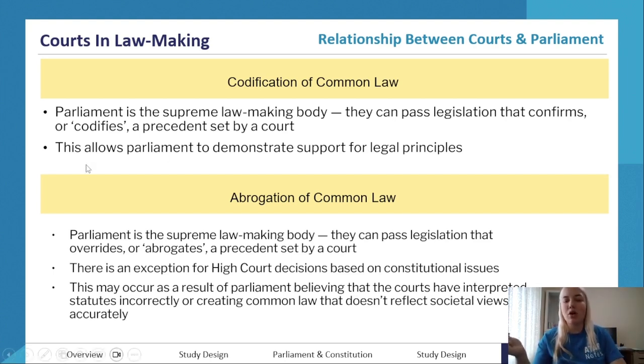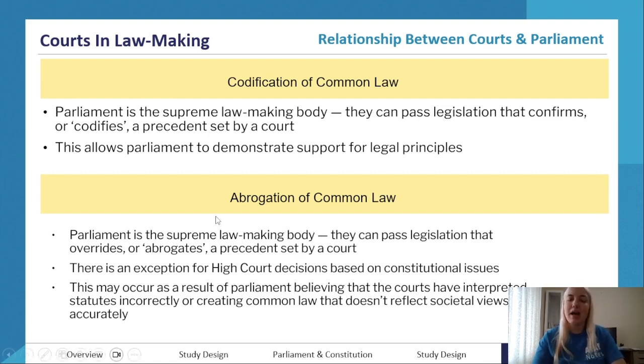Now, abrogation is the opposite. This is where they disagree, and they can pass legislation that overrides or abrogates a precedent set by a court, saying they don't agree with it and they're taking it out. And of course, because courts must follow statutory law when making their judgments, this means they will now have to follow whatever Parliament changed the law to. So whatever precedent that existed, it's going to be gone. It's going to be abrogated.